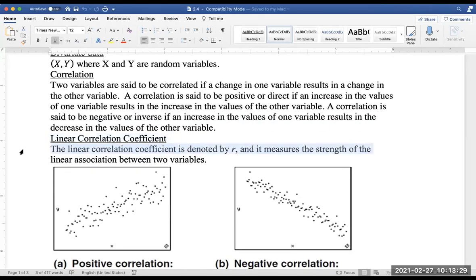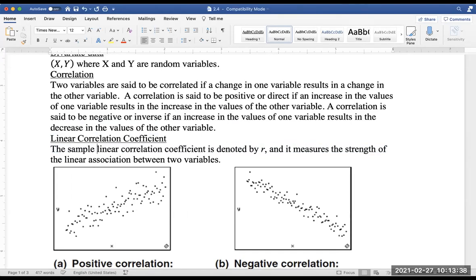A sample linear correlation coefficient is denoted by the letter R. It somehow measures the strength of the linear association between two variables. There'll actually be R squared that really measures this, but R is related to it.